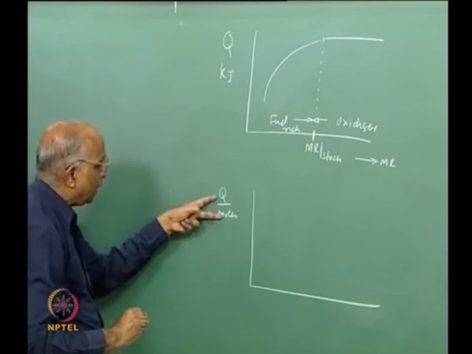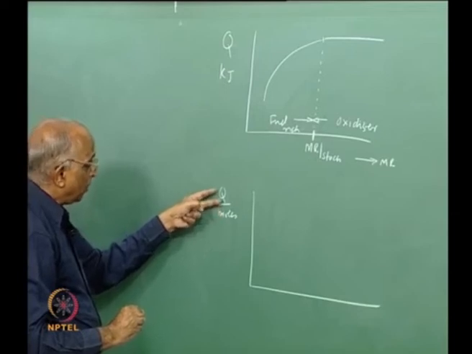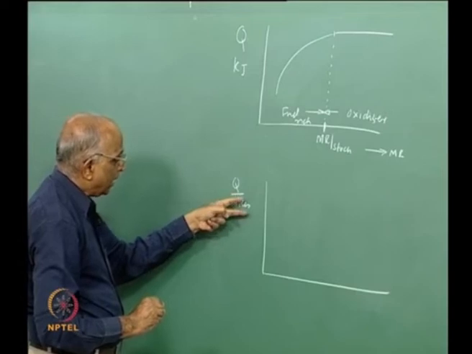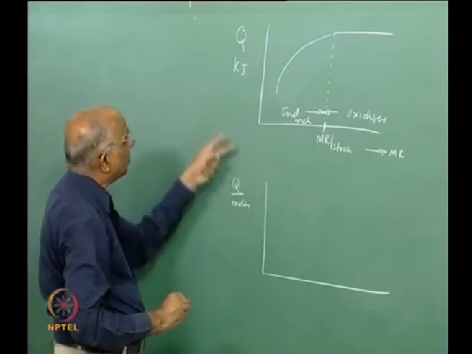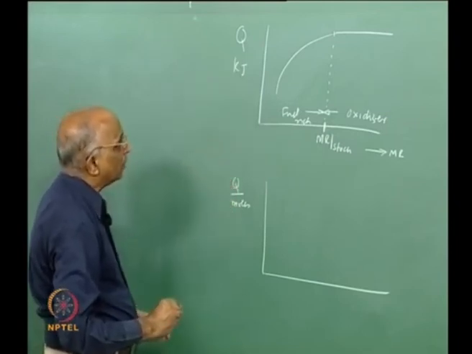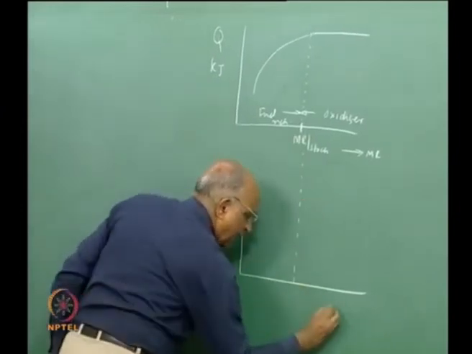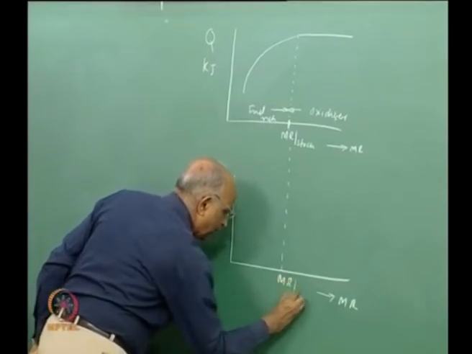See, ultimately I am interested in finding out the temperature. Therefore, I want to find out the value per unit mass or per unit mole, because if I can divide by specific heat, I get the temperature. And therefore, let us first find out the value of heat release per unit mole in the product. Now, again I plot over here: this axis is mixture ratio, and this is the stoichiometric mixture ratio.